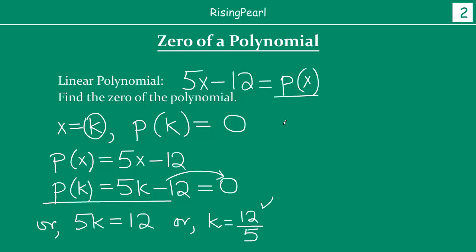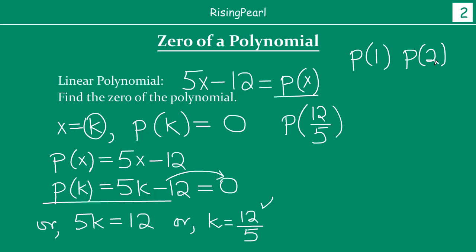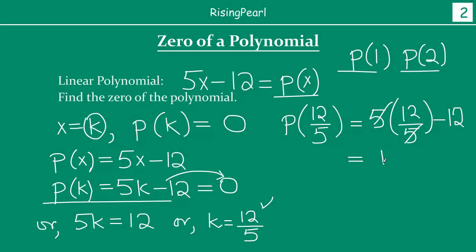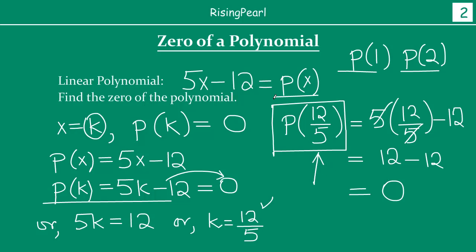And you can quickly check this yourself. Simply ask what is the value of this polynomial at 12 by 5, just the same way that you can check the value of this polynomial at p(1) or p(2) or any other value of the variable. So at 12 by 5, the value of this polynomial will be 5 times 12 by 5 minus 12. That is the polynomial 5x minus 12, with 12 by 5 put in instead of x. So 5 and 5 will cancel out. You will have 12 minus 12, and there you have it, 0. That means at 12 by 5, the value of the polynomial itself becomes 0. So we say that this 12 by 5 is the 0 of this polynomial.